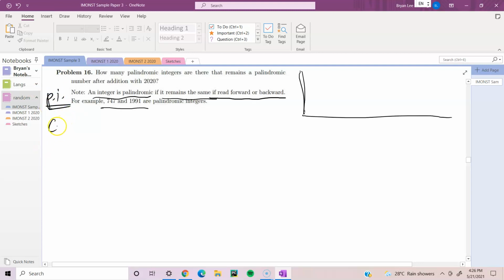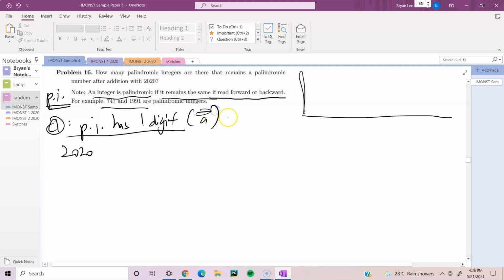Okay, so we need to divide this into several cases. So case 1, the palindromic integer has 1 digit. So it's just any single digit number from 1 to 10, okay? So 2020 could be represented as a.